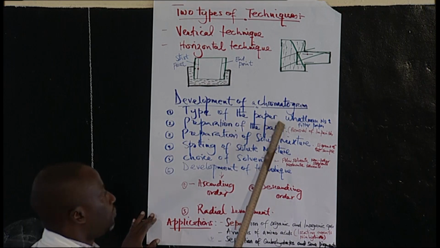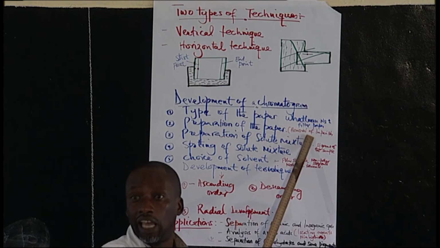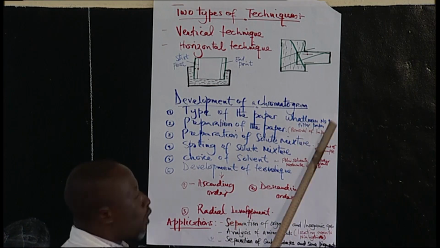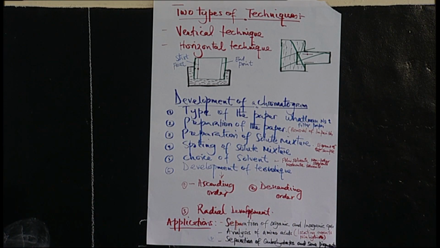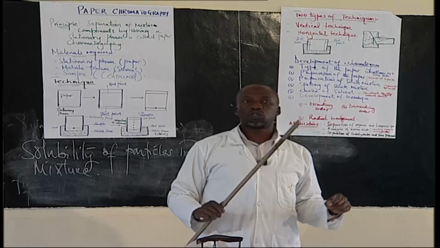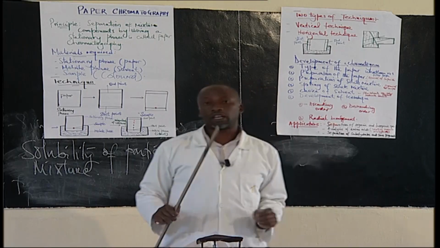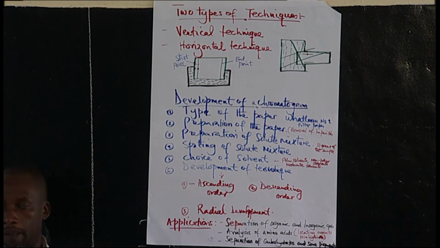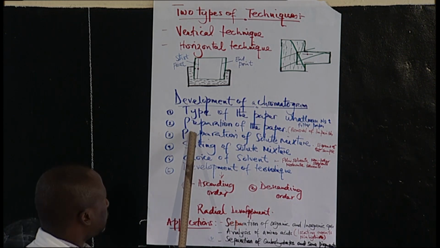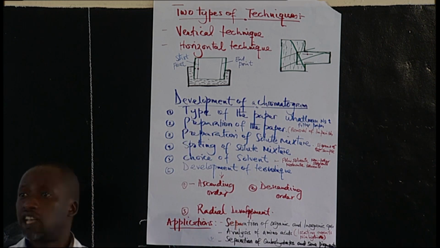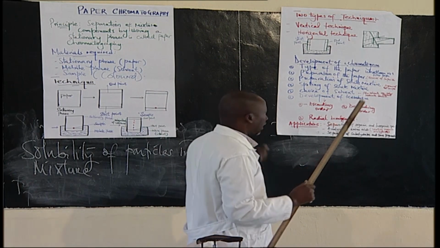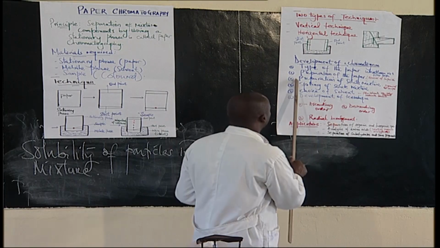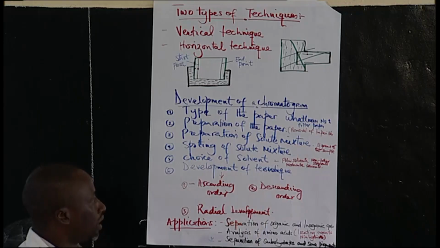You need the type of the paper. Remember I said it is not any type of paper. We have Whatman number 1 filter paper. If you happen to go into the lab, you'll find they have different types, but we prefer the Whatman number 1 filter paper. And then we have the preparation of the paper. The paper has to be very clean so that no other impurities are in there that will interfere with your results.